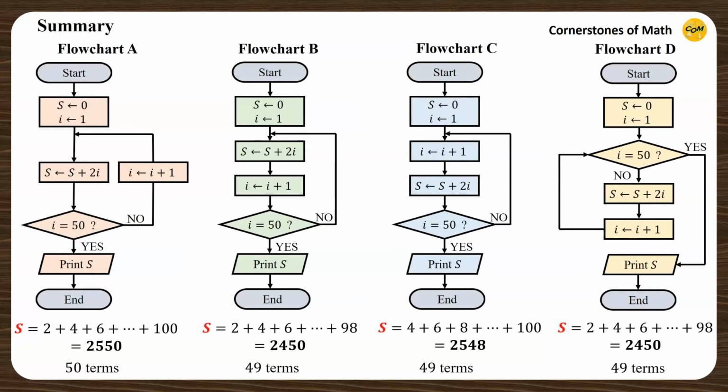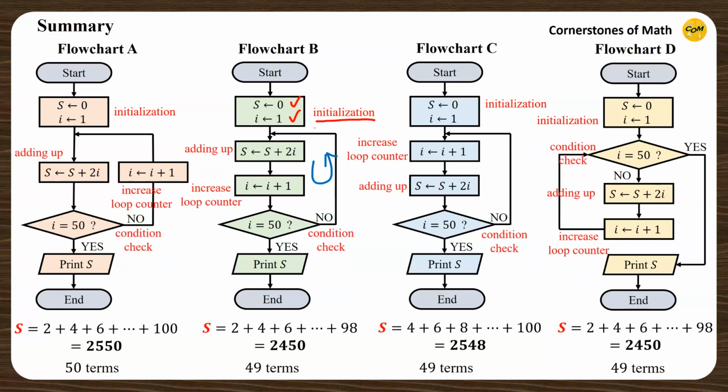To summarize, these are the values of S printed from each flowchart. For an algorithm that contains a loop to perform some iterative process, the end result can be affected by multiple factors. First, the initialization step. That is, what kind of initial values you assign to variables. Also, the order of these multiple processes, which are adding up certain values to the variable of interest, increasing the loop counter, and checking whether the escape condition of the loop is met.